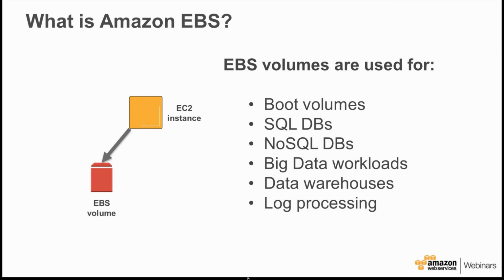Now again, what is Amazon EBS? EBS is block storage as a service. The service allows you to create storage volumes and attach them to EC2 instances. Once attached, you can create a file system on them, run a database on them, or use them in any other way you would use block storage. We've seen customers use EBS volumes for the boot volume of a Linux or Windows operating system, for SQL databases, for NoSQL databases like MongoDB and Cassandra, for big data workloads like MapReduce, data warehouses like Vertica, and log processing workloads like ELK and Splunk.